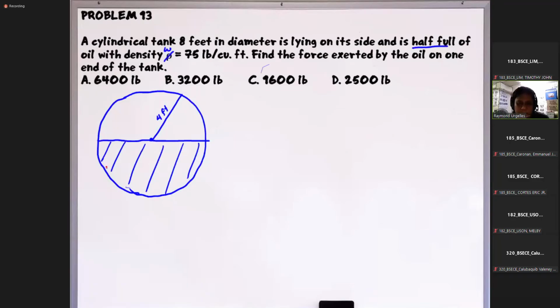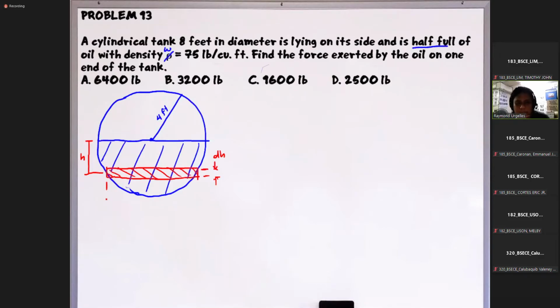yung horizontal strip natin. So let's say we have this one. Okay, so this is our horizontal strip. So let's consider this horizontal strip. Una, yung layo natin from the surface, lagi natin itong dinedefine as h. So if we use a horizontal strip, yung thickness ng strip natin is dh, kasi yung vertical distance natin ay h, so therefore yung change niya is dh.